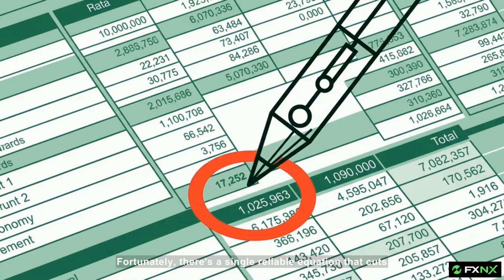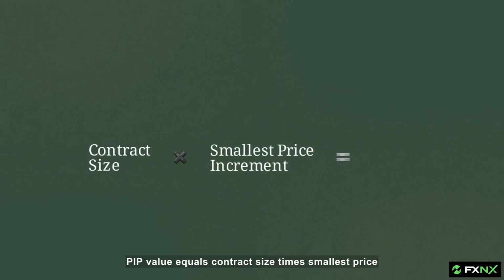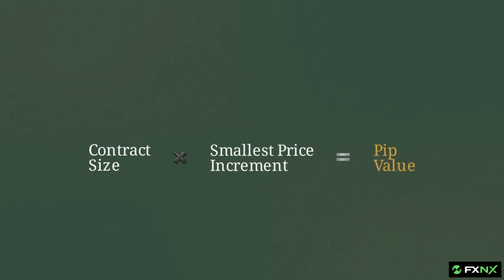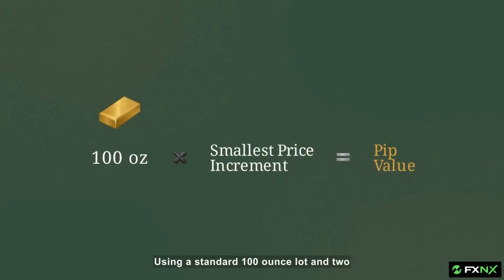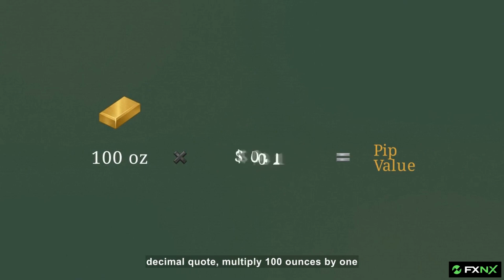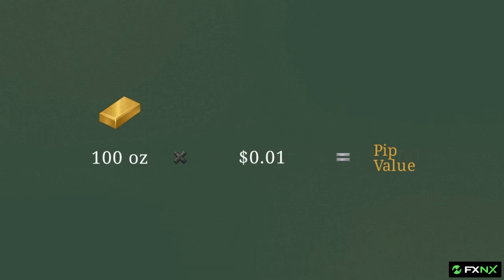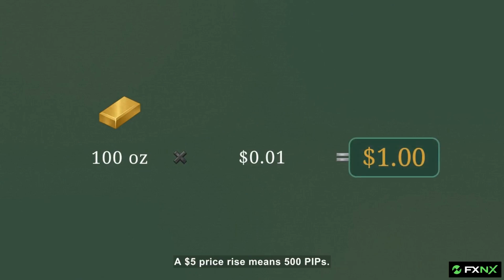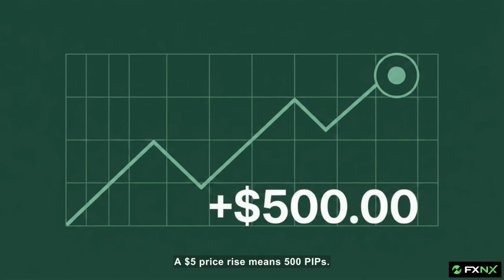Fortunately, there is a single, reliable equation that cuts through the broker variations and pinpoints your true financial exposure. Pip value equals contract size times smallest price increment. Using a standard 100-ounce lot and 2 decimal quote, multiply 100 ounces by 1 cent. Your pip value is $1. A $5 price rise means 500 pips. Multiplied by your $1 pip value, you net a $500 return.